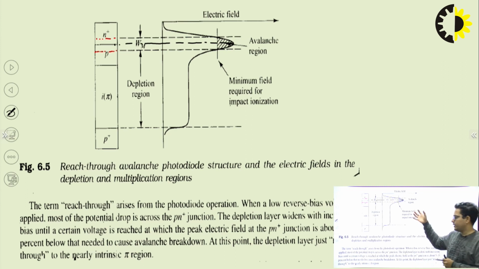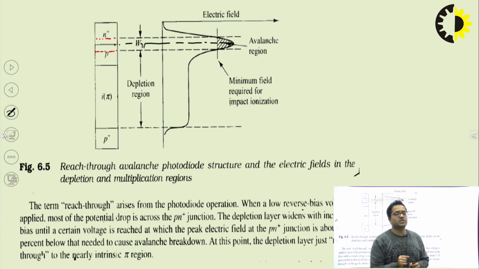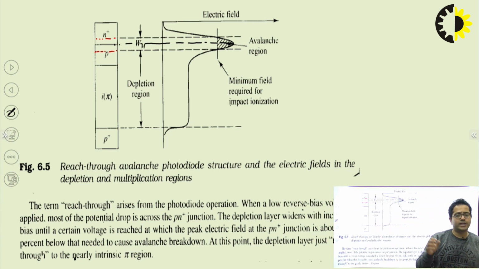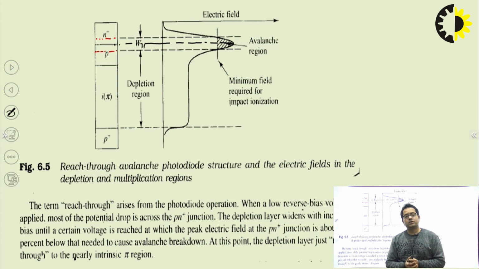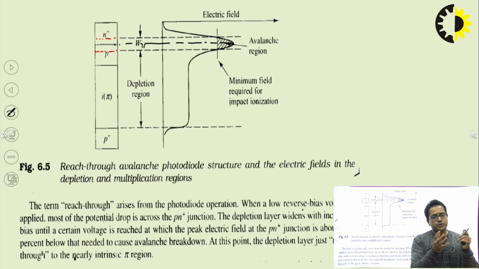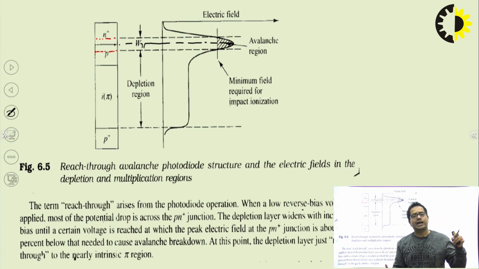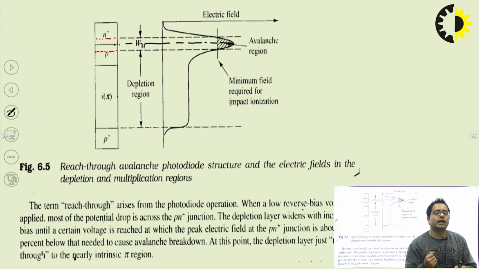In this avalanche photodiode, we provide a very high reverse bias. So whenever a photon is incident on the avalanche photodiode, it strikes the electrons and creates an electron hole pair. In the presence of a very high electric field, this electron hole pair is swept apart from each other with a very high velocity. When they sweep apart with high velocity, the electron strikes other electrons, creating more electron hole pairs.